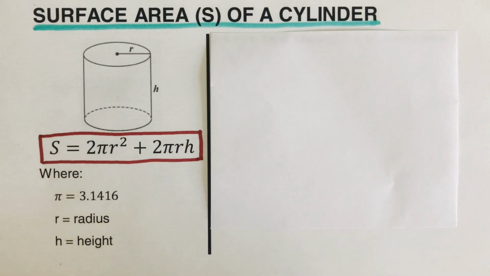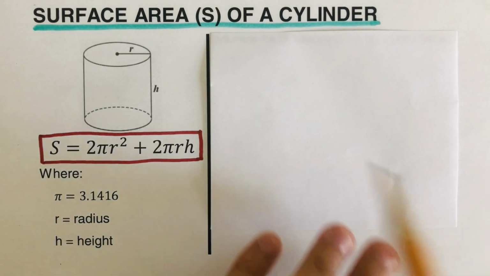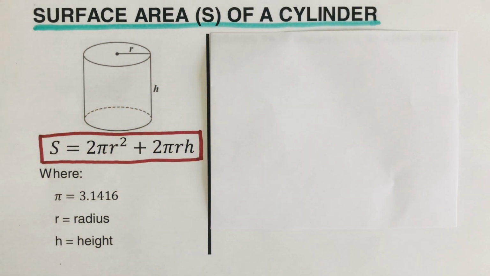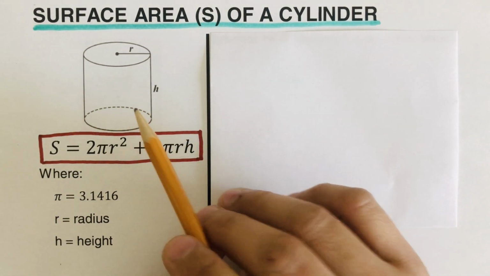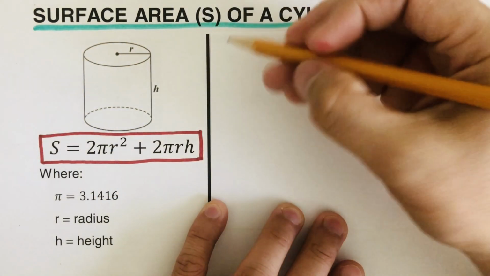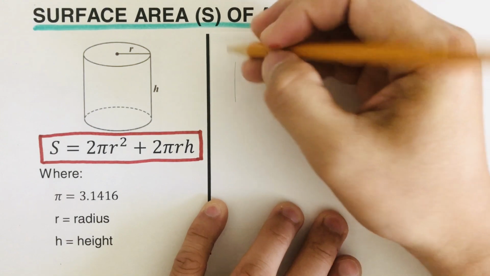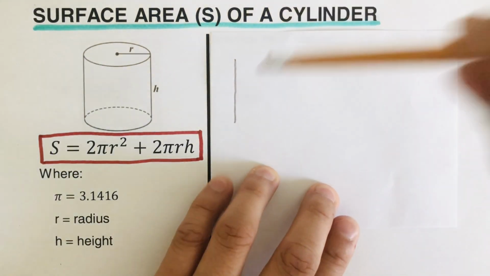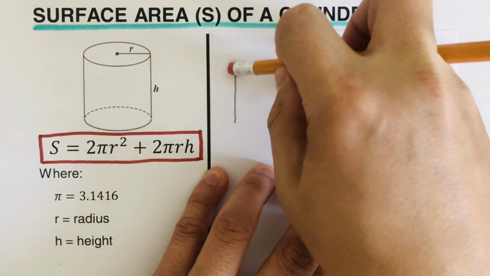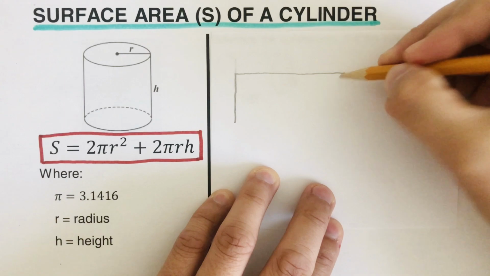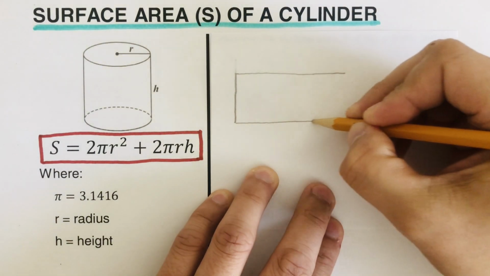So in this picture, let's say this is a can. An example of a cylinder is a can. If we open this can, if we cut it in half and open it up, it's going to look like this. What we are doing right now is trying to figure out where we got this equation of the surface area of a cylinder.